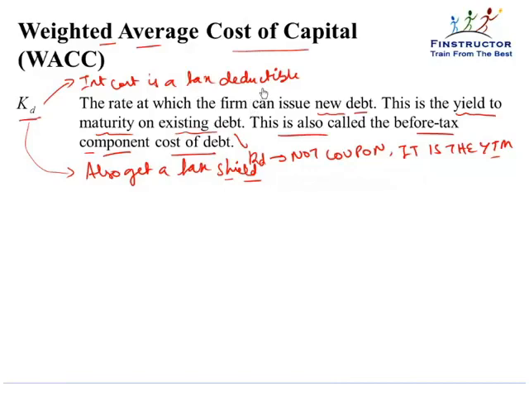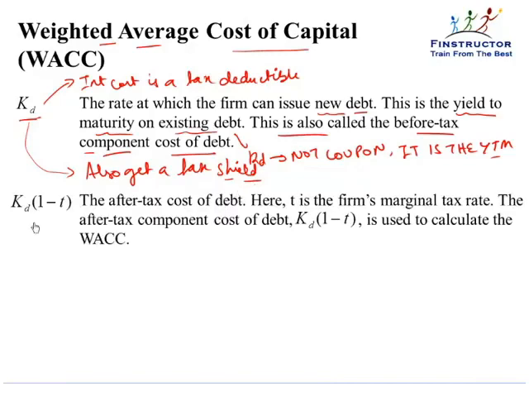So the cash cost of debt or the realized cost of debt is actually equal to KD into 1 minus T. This is also known as the after-tax cost of debt. T is the firm's marginal tax rate, marginal implying that incremental income will be taxed at this rate, or this is the tax saving that the interest on the debt will do. So for the calculation of the weighted average cost, as we will see, we always use the after-tax cost of debt.